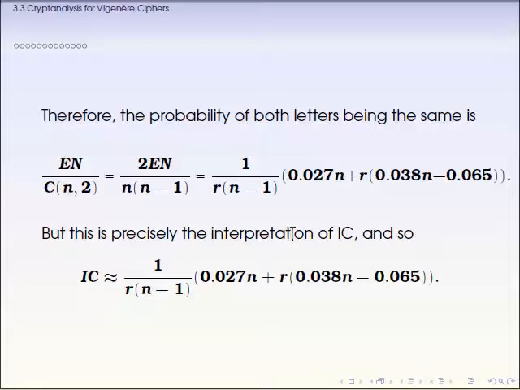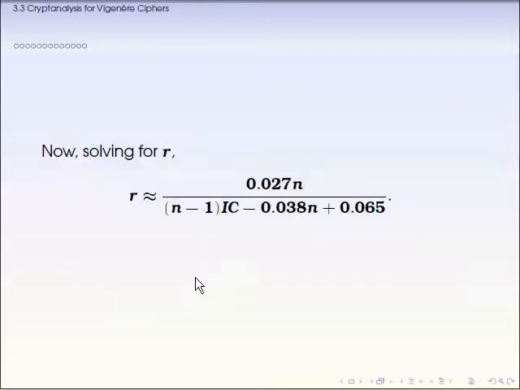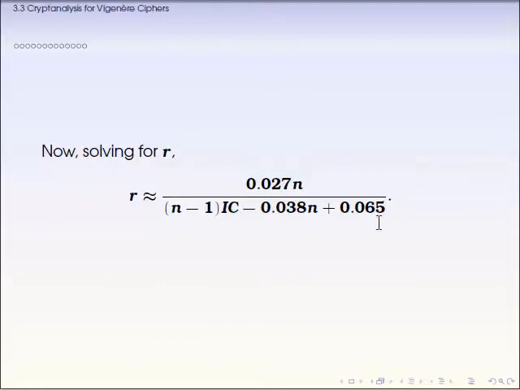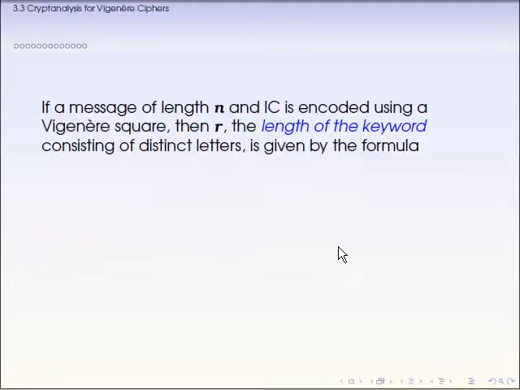Then this is precisely the interpretation of IC, the index of coincidence, right? So IC should be this one for that cipher case. If we solve this one for r, then r is going to be the same as this, and we use IC here. Whatever we get, that should be the length of the keyword for this Vigenere cipher. Okay, so that's the whole idea here.